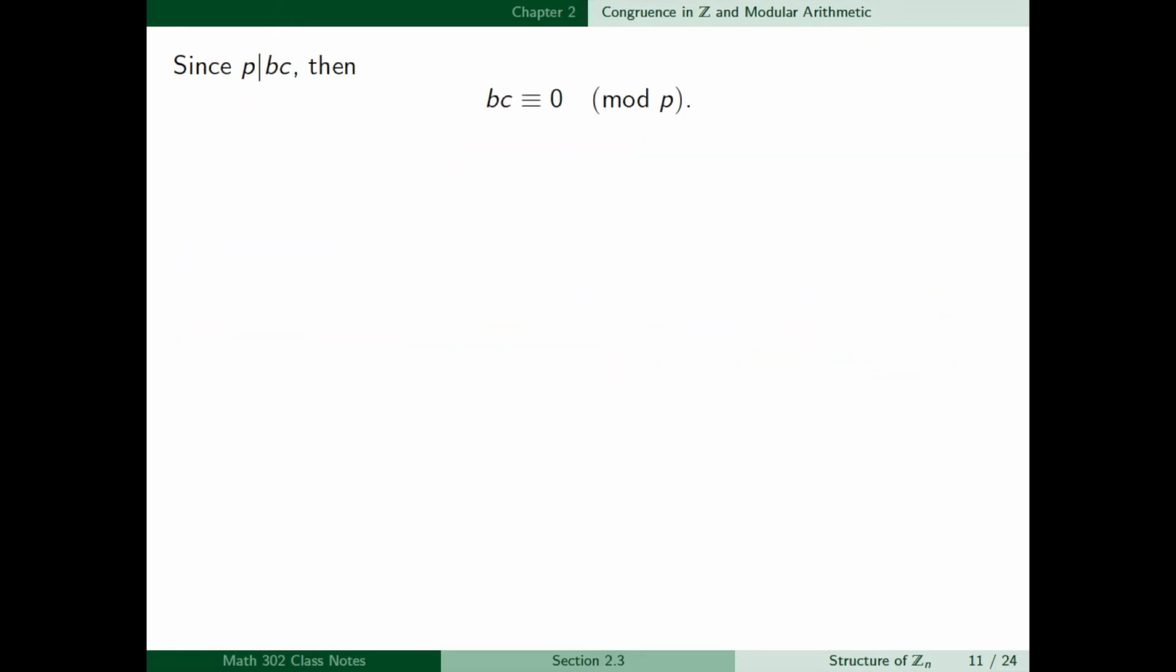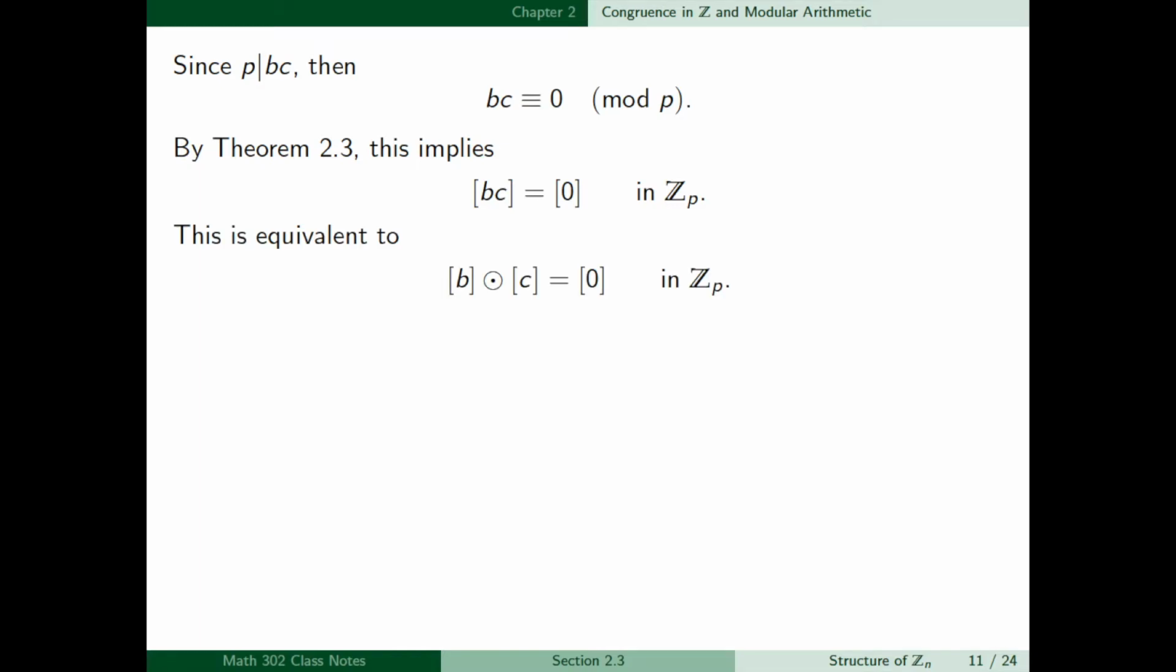Now, since p divides bc, that tells us that bc is congruent to 0 mod p. By theorem 2.3, this implies that the class of bc is equal to the class of 0 in Z sub p. So converting from our congruence relation to congruence classes, we obtain this result. And this is equivalent to the class of b times the class of c equals the class of 0 in Z sub p.